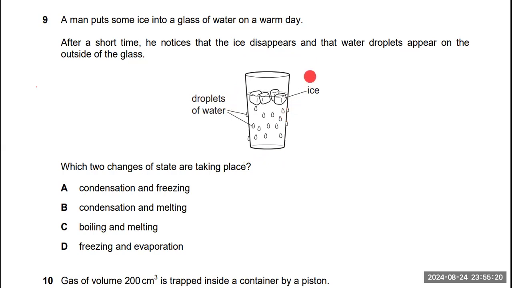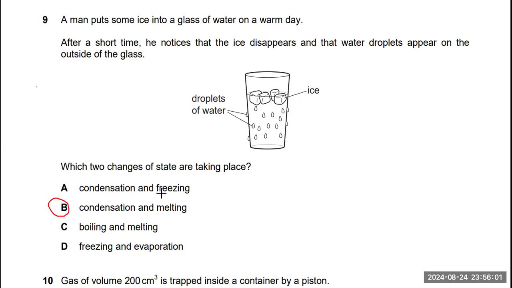I'm repeating the sentence. When the water particles that are available in the surrounding air, due to the condensation process, start to convert into drops outside the glass surface, because near the glass surface the temperature is very low. That is why they start to condense. So our option will be B. Your answer will be B.